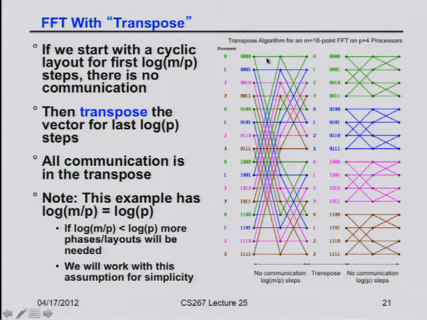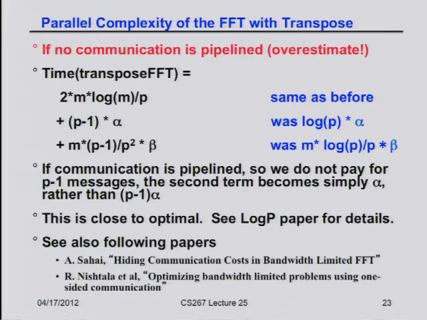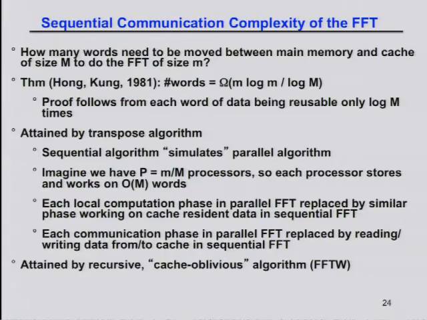And so that's going to do as little communication as this guy does, right? Because when it gathers the green data, it's going to go to memory. That's memory traffic. It's going to bring it into cache. It's going to attain the same bound. And so every local computation is replaced by a similar phase working on cache resident data. So you just simulate the parallel algorithm.